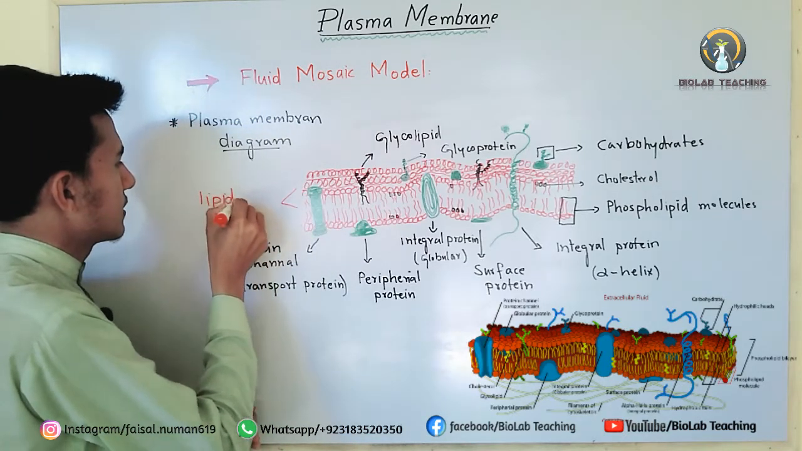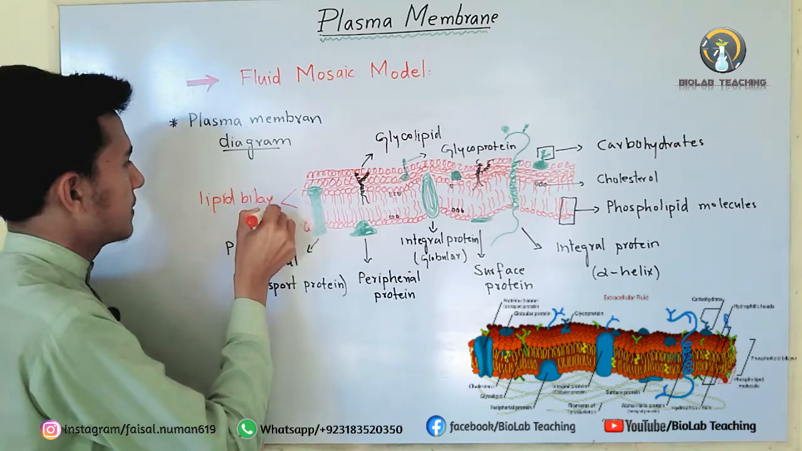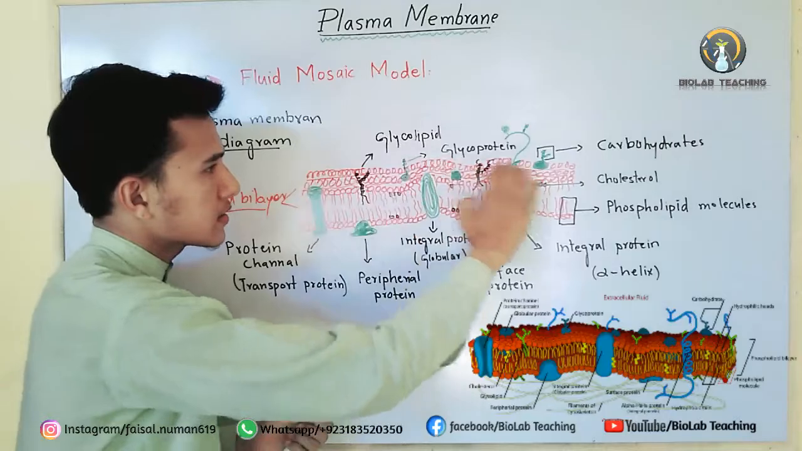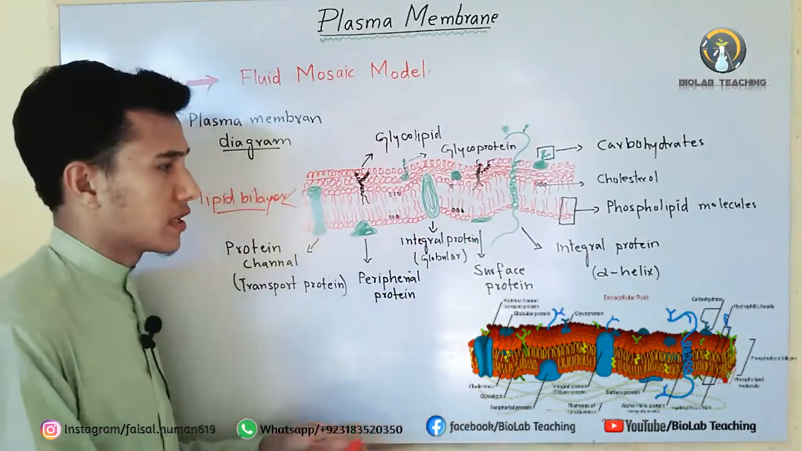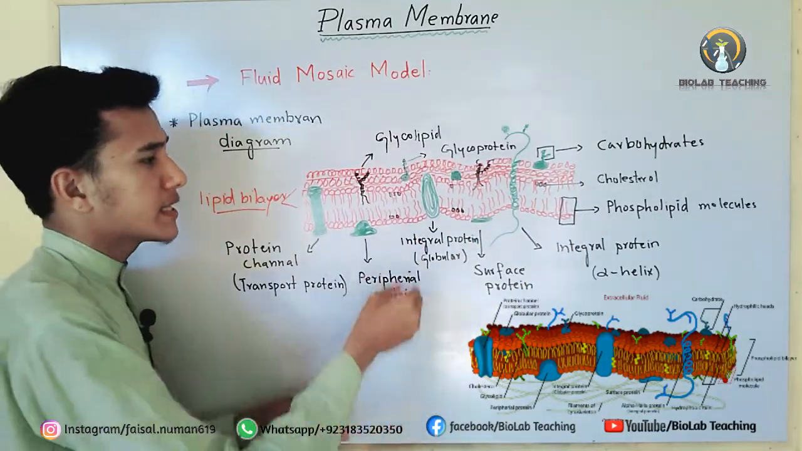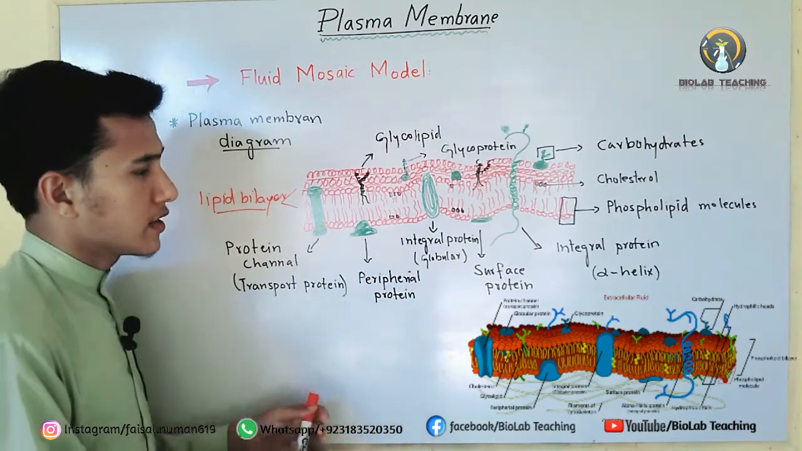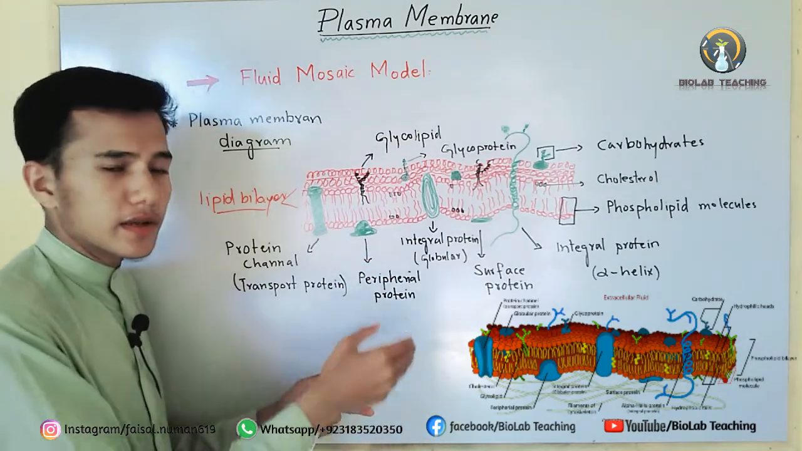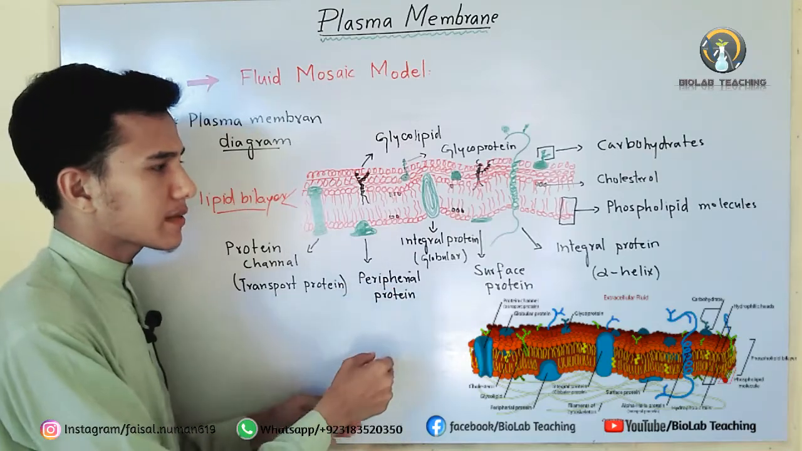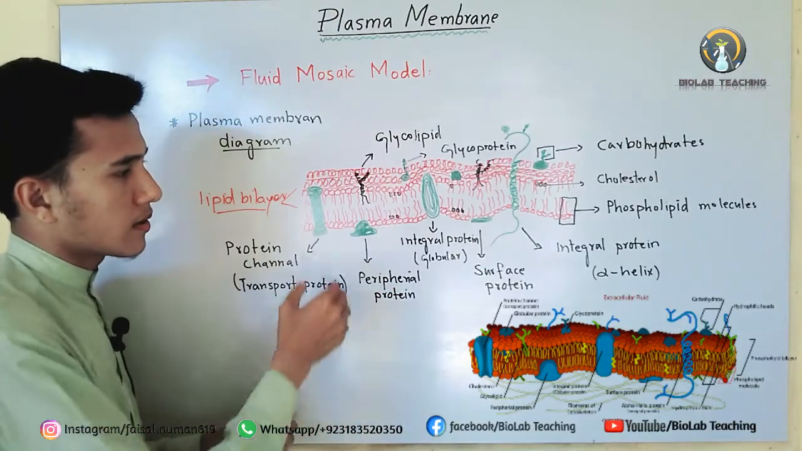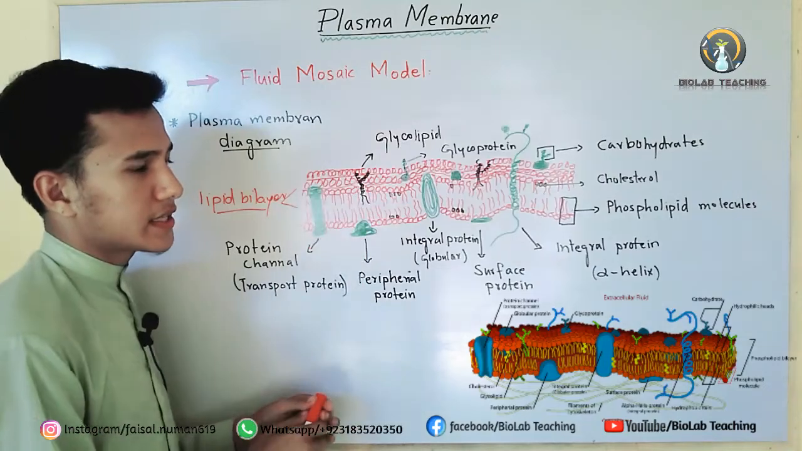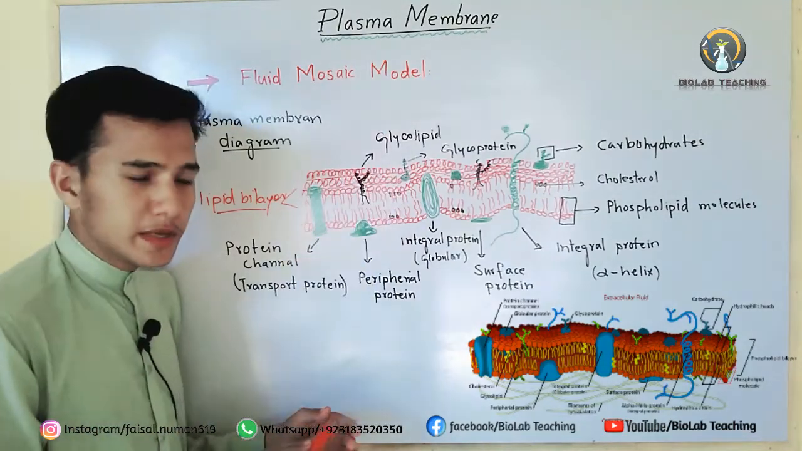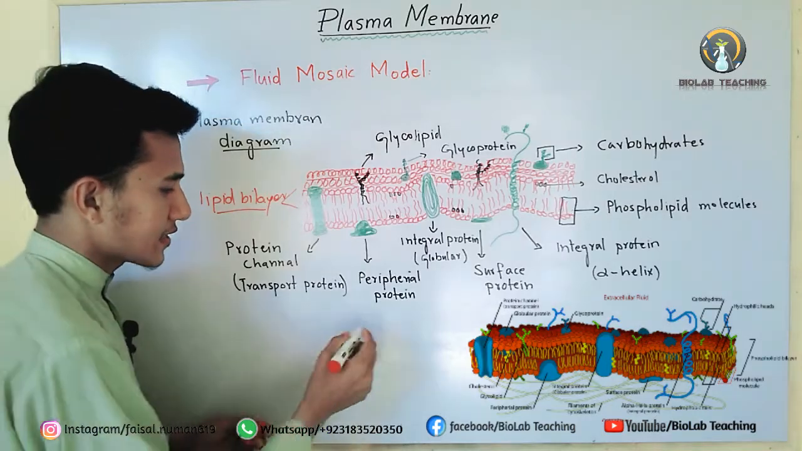Lipid bilayer. This is the lipid bilayer. It's not that the whole lipid bilayer is covered by protein, but the proteins are embedded in the lipid bilayer. Those proteins which are embedded in the lipid bilayer are called intrinsic proteins, and those which are partially embedded outside the lipid bilayer are called extrinsic proteins.